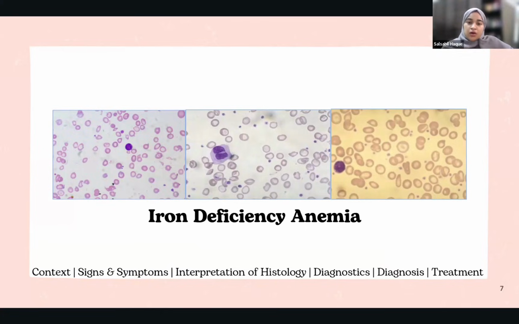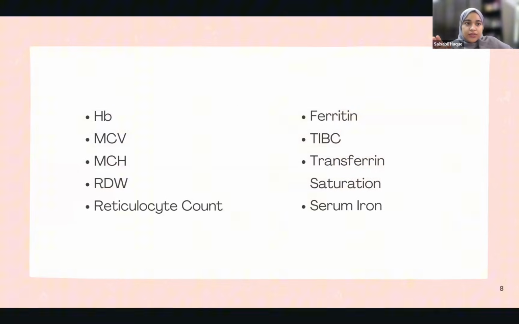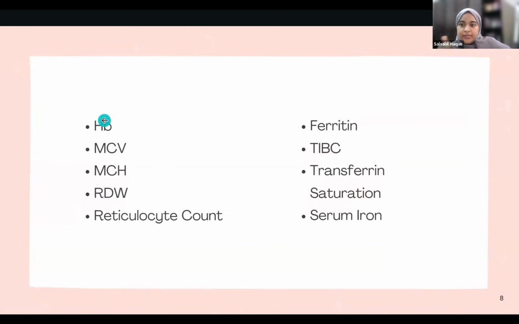Okay. All right. So now let's look at each of these markers and see how they are increased or decreased in iron deficiency anemia. So hemoglobin is going to be low. That is the number one marker for anemia, obviously. MCV is going to be low. In other words, it's going to be microcytic. MCH is low, so hypochromic.